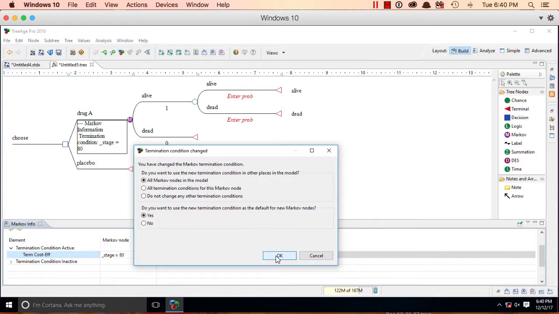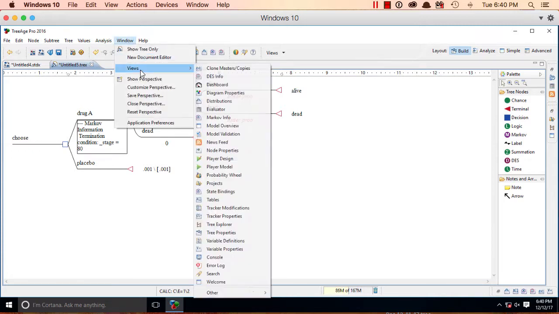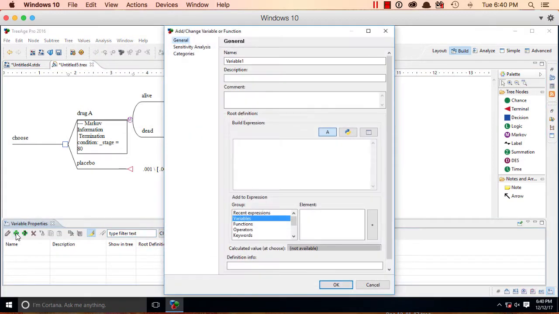So remember, TreeAge defaults to 120 years or 120 stages or cycles of the model. I'm going to change that to 80. So I'm going to evaluate the effectiveness and the cost effectiveness of this drug over 80 years of a life course or 80 years of following a cohort. Now I just want to code up some variables here so we could use them later in a tornado diagram and a sensitivity analysis, sort of replicate what they do in the Lancet Public Health article.